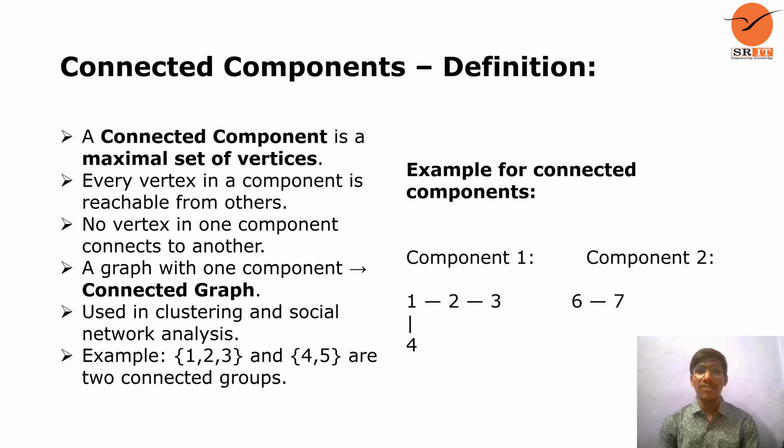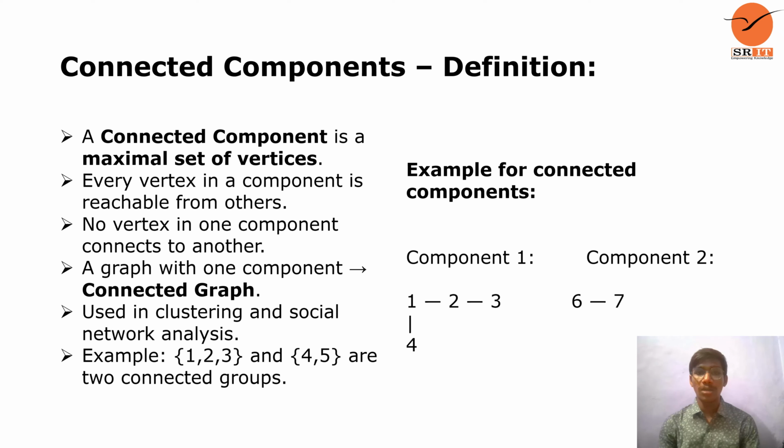Connected components definition. A connected component is a maximal set of vertices. Every vertex in a component is reachable from the others. No vertex in one component connects to another. A graph with one component is called a connected graph, used in clustering and social network analysis.